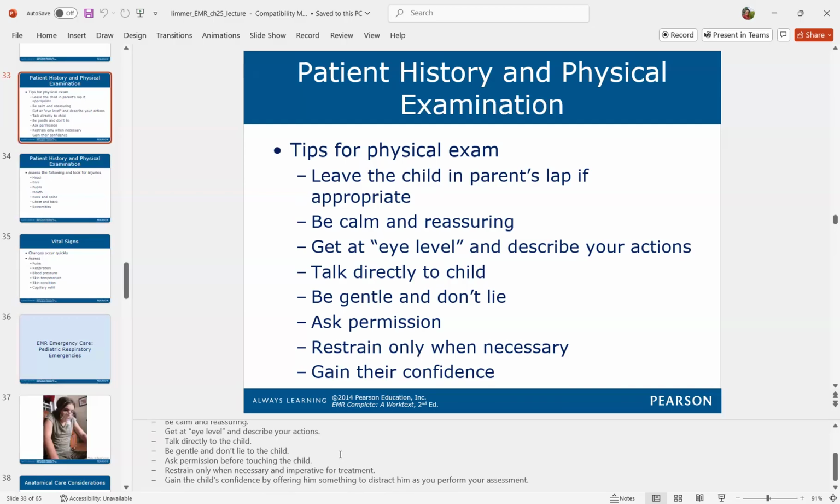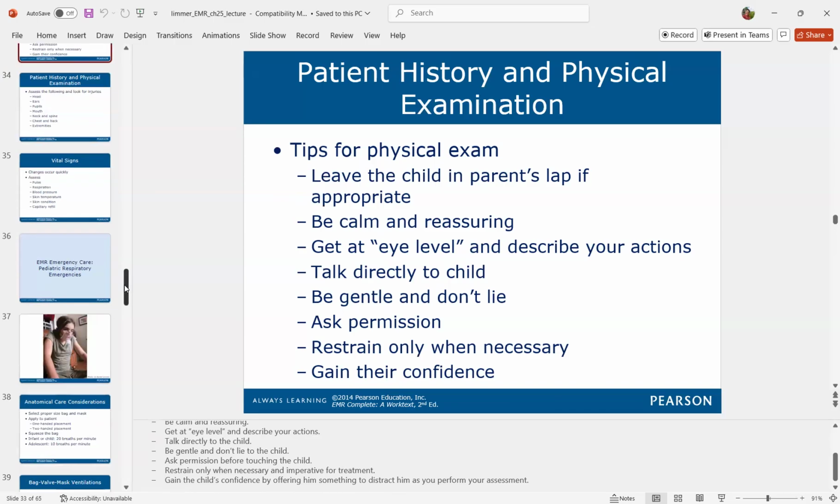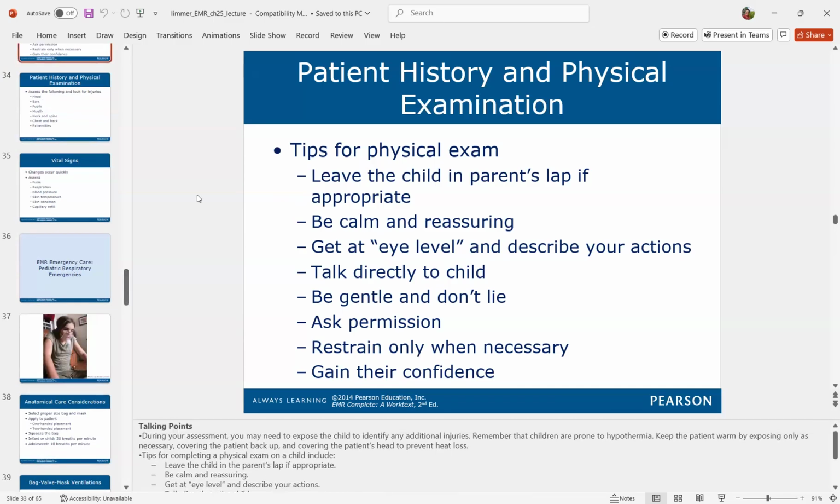Like, I'm going to grab your finger, can I do that? I'm going to check your foot, can I do that? I'm going to look at your belly, can I do that? Restrain only when necessary and imperative for that treatment. And then gain the child's confidence by offering them something to distract them. Maybe there's a toy lying around you can get them and they can start looking at that while you're doing your head to toe. Have the mother or father talk to them, et cetera.